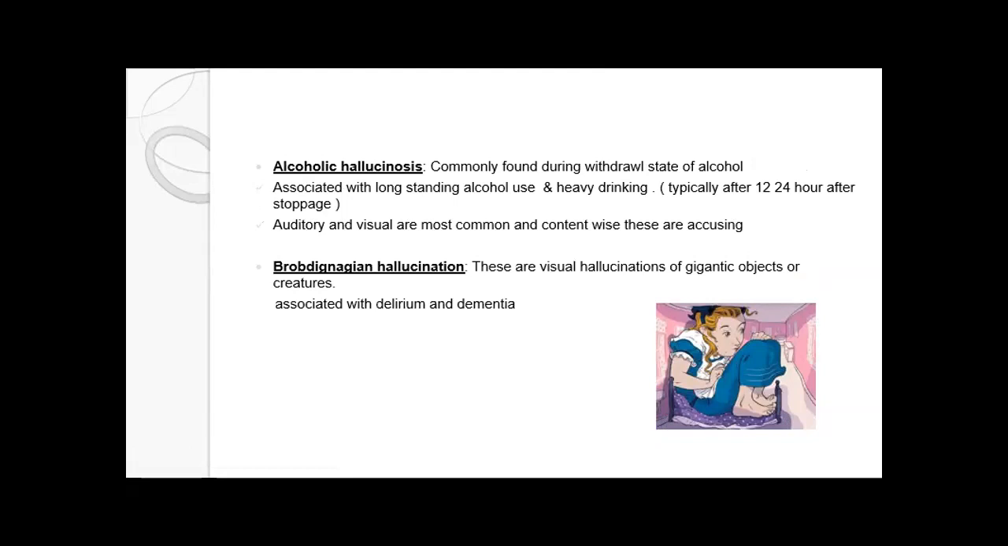Alcoholic hallucinosis. They are commonly found in the withdrawal state of alcohol associated with long-standing alcohol use in heavy drinking, typically 12 to 24 hours after stoppage of drinking. Auditory and visual hallucinations are most common in this. Then there are Brobdingnagian hallucinations. These are hallucinations of gigantic objects or creatures, and they are associated with delirium and dementia. These are exactly opposite of Lilliputian hallucinations.